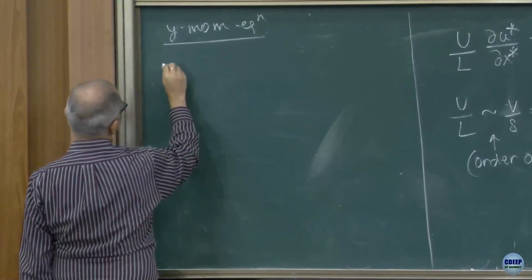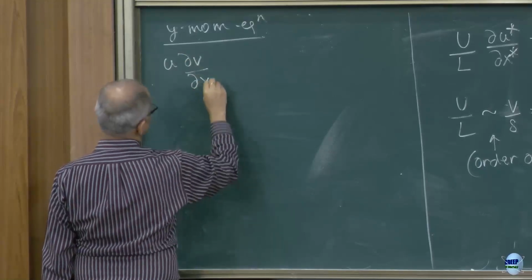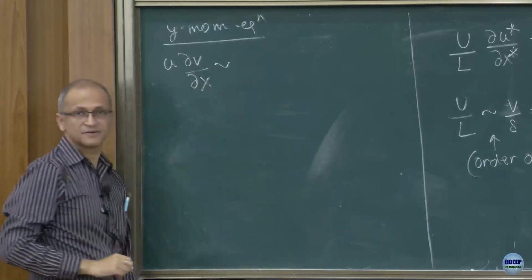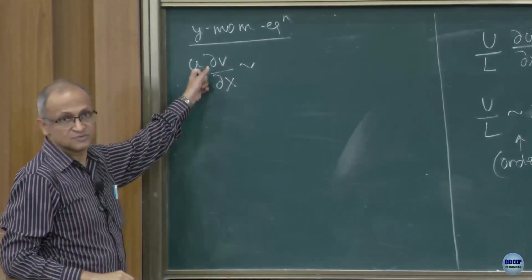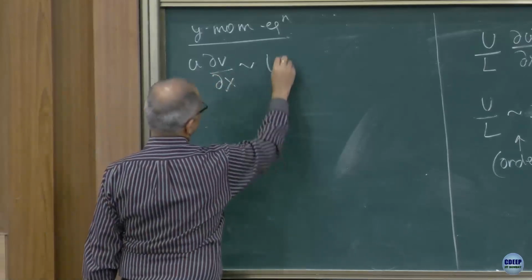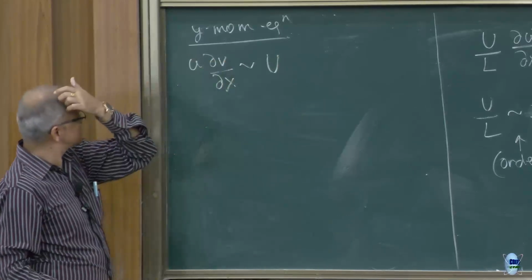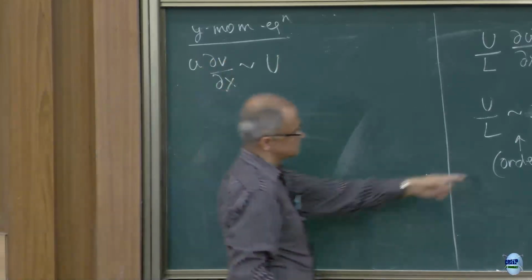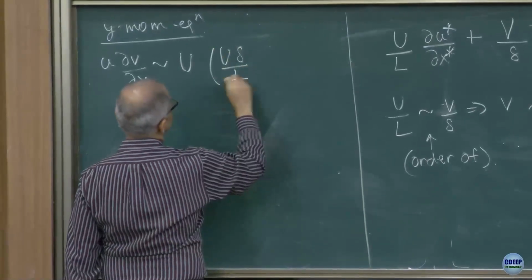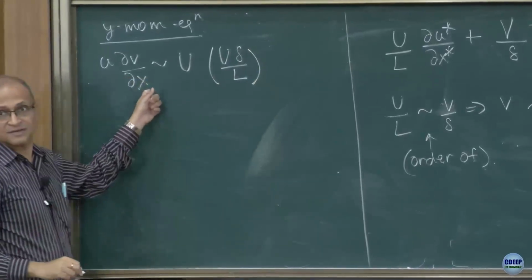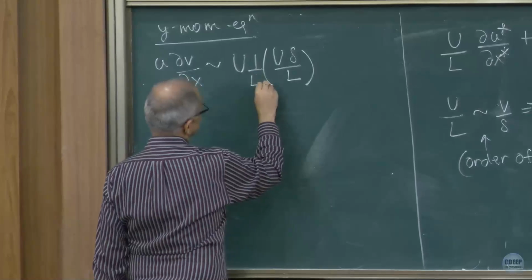So U times dou V dou X. So what should it scale as? You can see that this U is going to scale with capital U, right? This V should scale as U delta by L, and this X will scale as L. So this is 1 by L here.